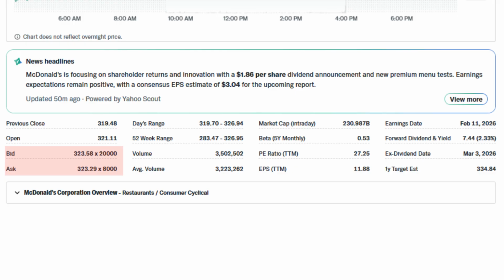The bid price, shown here as $323.58, is the highest price someone in the market is currently willing to pay for the stock. The number next to it, like X 20,000, tells us how many shares buyers are willing to purchase at that price. The ask price, shown as $323.29, is the lowest price a seller is currently willing to accept. Again, the number beside it shows how many shares are being offered for sale at that price.